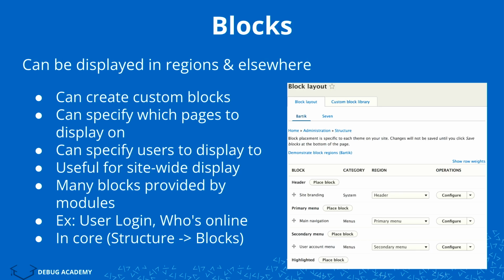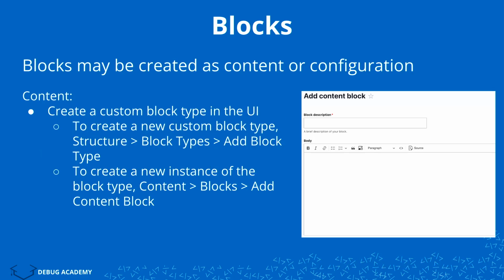And you also have the ability to create custom blocks. And you can place these custom blocks in regions and you can specify what pages your block should display on. So you have the option to specify based off of content type. So you could say this should only display on recipe pages or only on article pages. You can provide a list of URLs to say only display on these pages. You can also specify which users it should display for. So if it should display for users with a particular user role, you can do that.